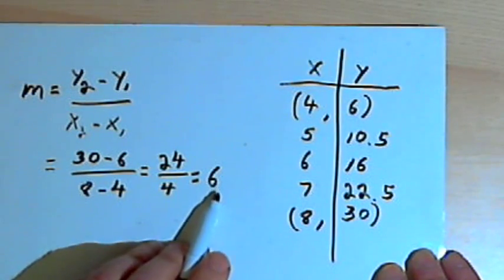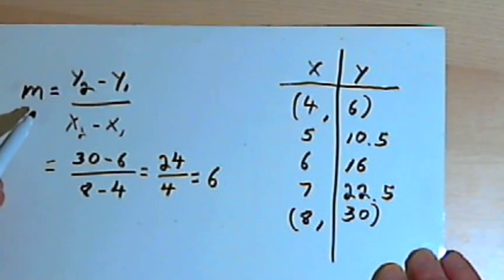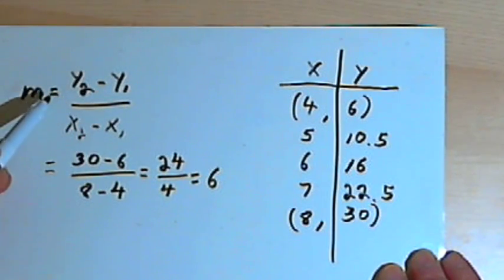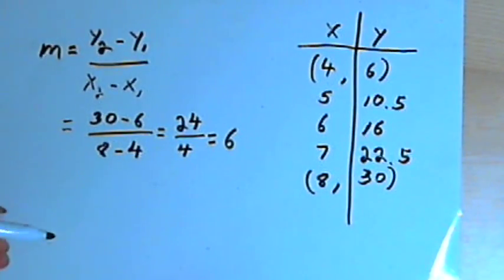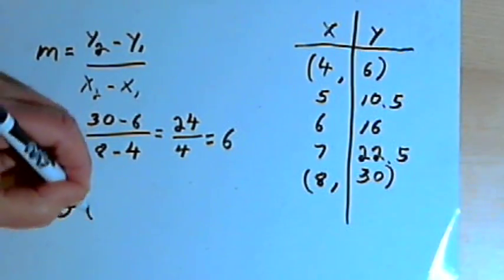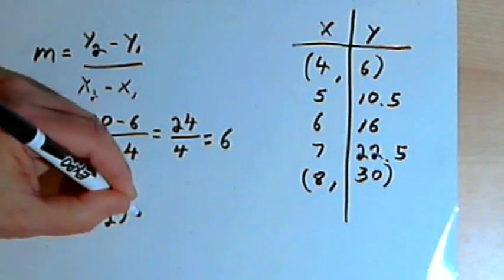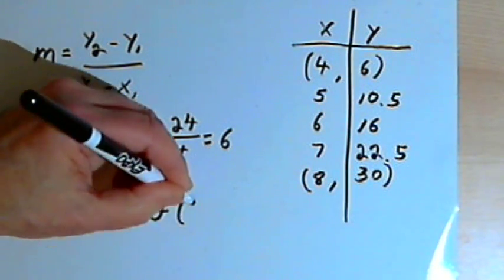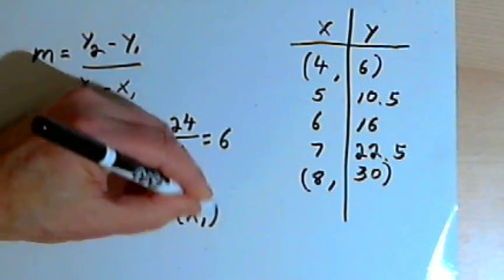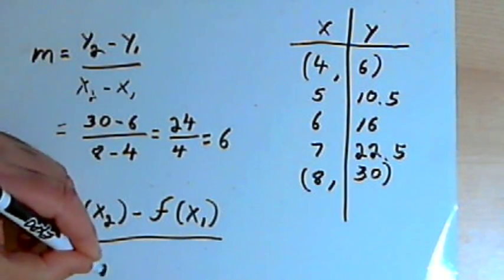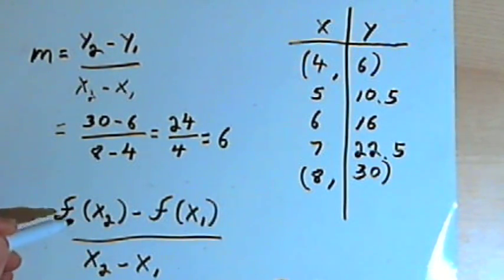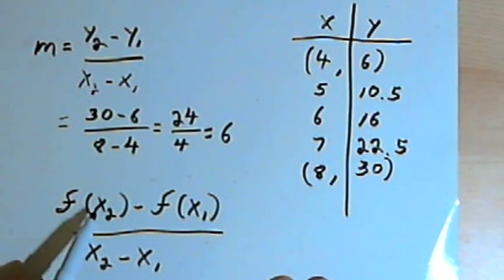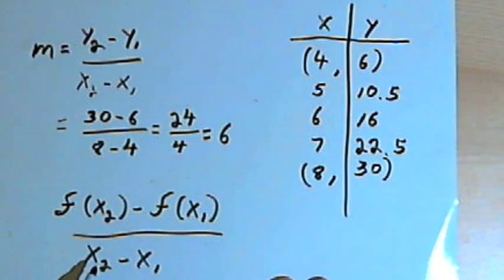Now just one more note. Sometimes you're going to see, instead of this formula, which you're probably used to as being the formula for slope, you'll see the formula for average rate of change looking more complicated. It'll be f of x sub 2 minus f of x sub 1 over x sub 2 minus x sub 1. But if you remember that f of x is the same as y, then all we're saying is y sub 2 minus y sub 1 over x sub 2 minus x sub 1.